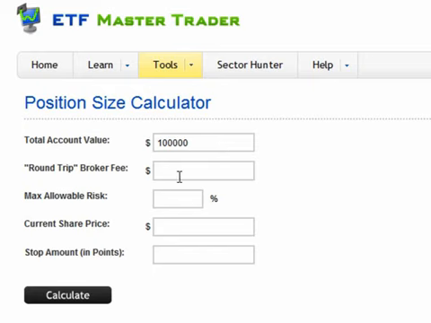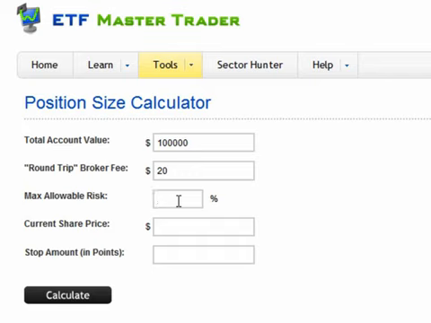Let's say your round trip broker fee. Round trip simply means the commission you'll pay to get in and the commission you'll pay to get out. Let's put that as 20 bucks. And let's say your maximum allowable risk. Okay, how much are we willing to risk of our entire portfolio value on any one trade?